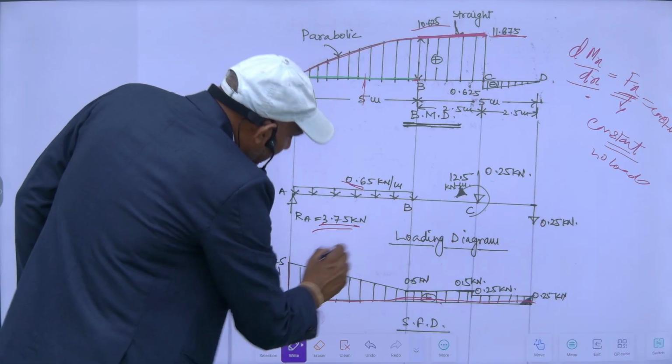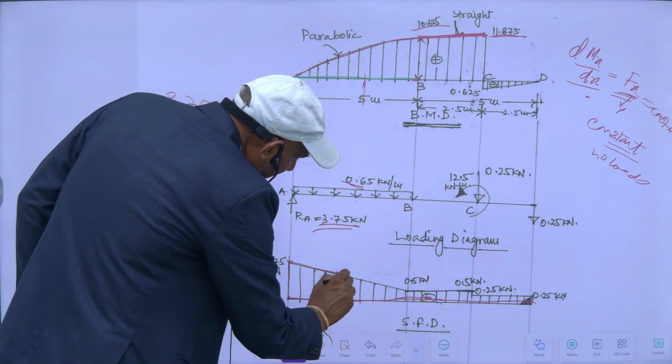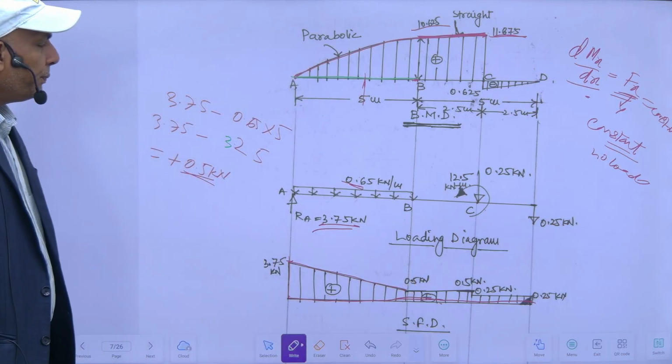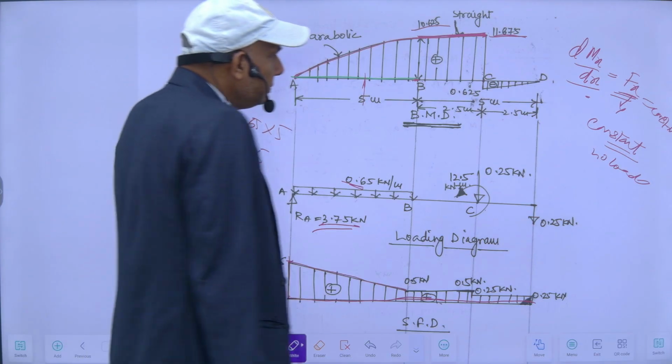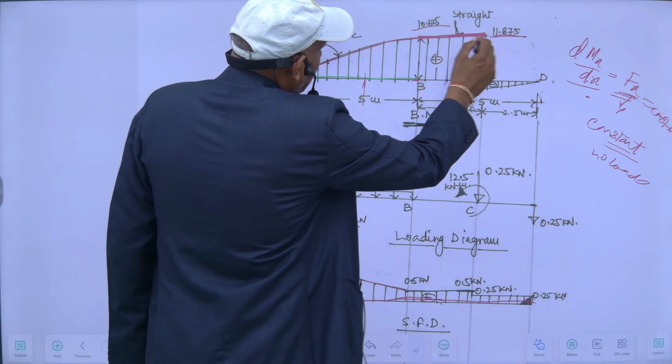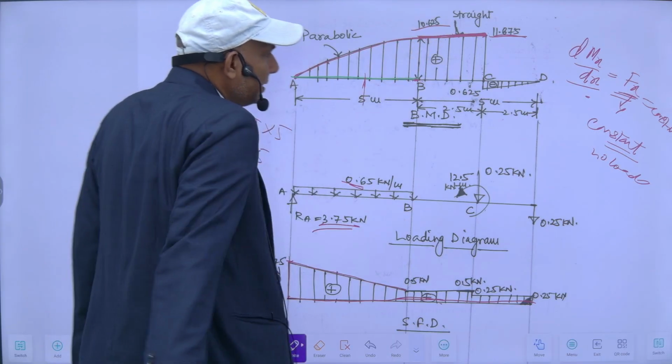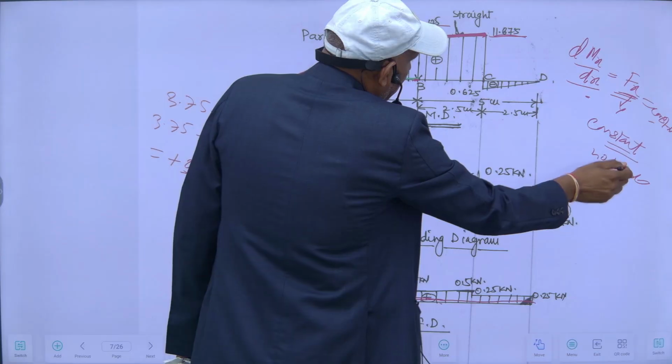So if I draw the shear force, it will be plus 0.5 kilonewton here. And as I know, no vertical load is acting, since the slope of the bending moment gives the shear force and the shear force is constant.